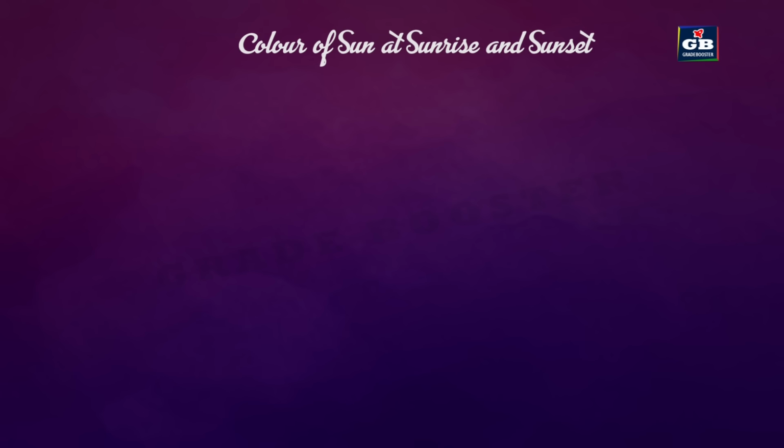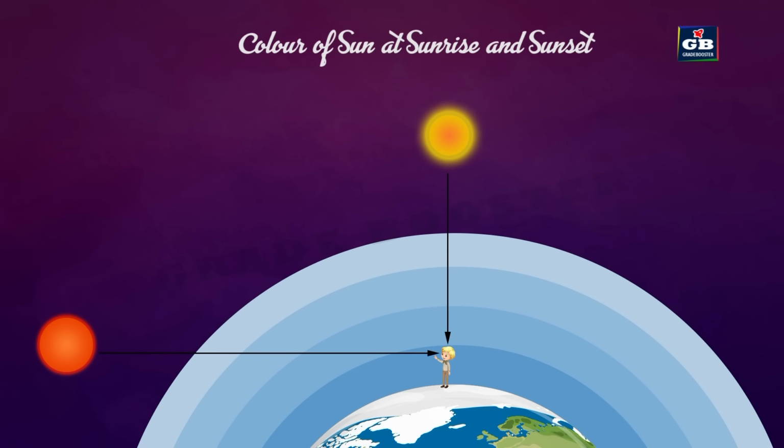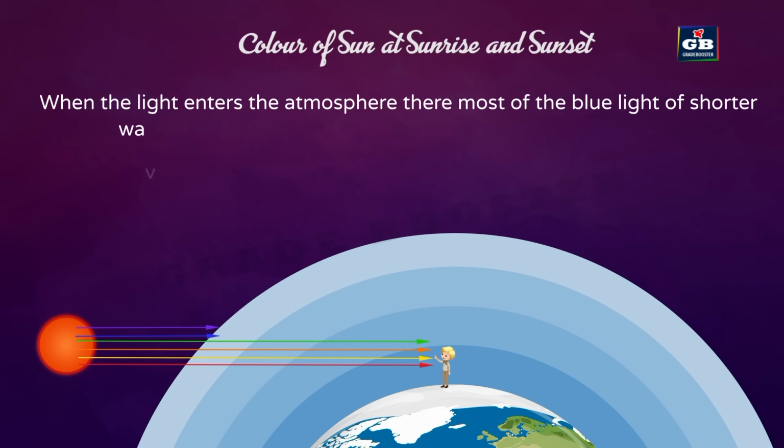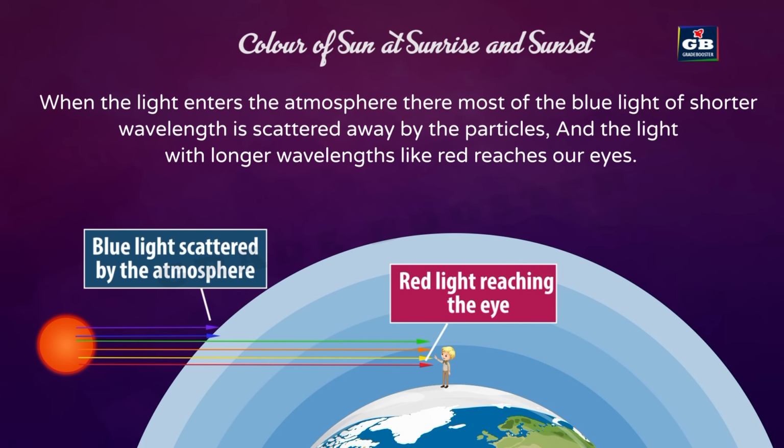Color of the sun at sunrise and sunset. The sun gets a specific red color during sunrise and sunset. Why? Let's see the reason. During sunrise and sunset, light from the sun passes through a thick layer of atmosphere and travels a larger distance before reaching our eyes. When the sun is at the horizon, the sun rays travel a very long path in the atmosphere. When the light enters the atmosphere, most of the blue light of short wavelength is scattered away. That means blue light is filtered. Since the blue light is scattered away, the other wavelength light reaches our eyes. That means the red light reaches our eyes. That's why the sun appears red during sunrise and sunset. So this is all about the human eye and the colorful world.